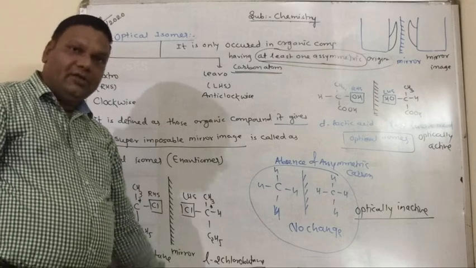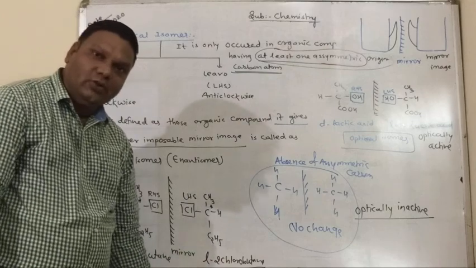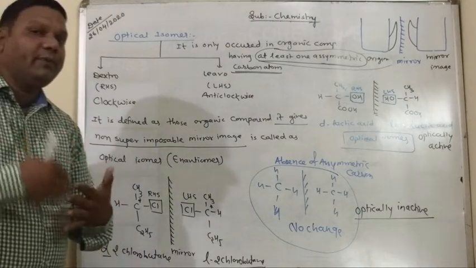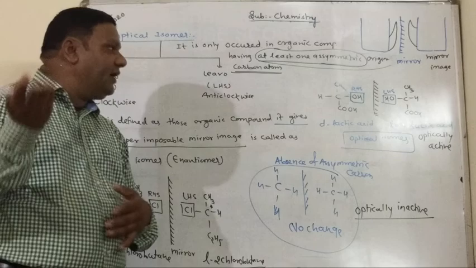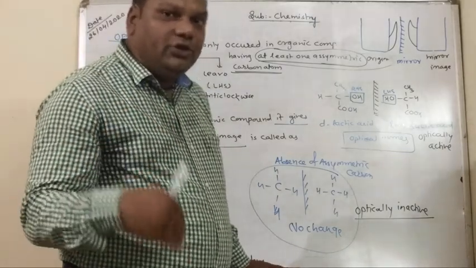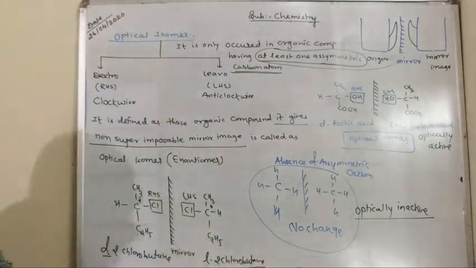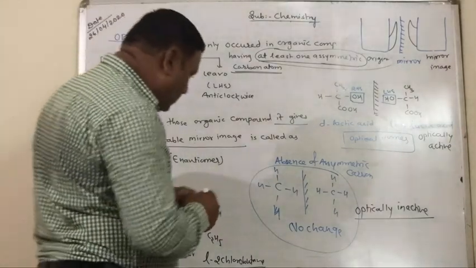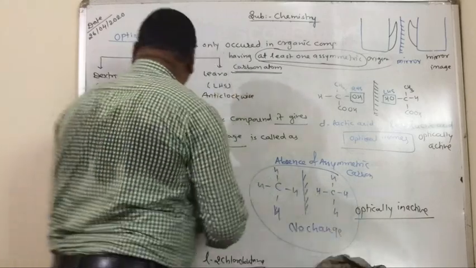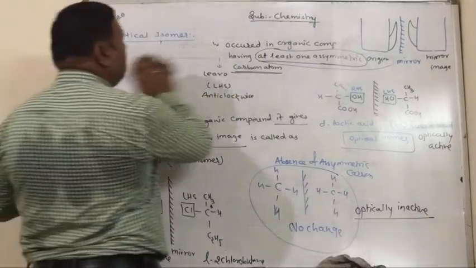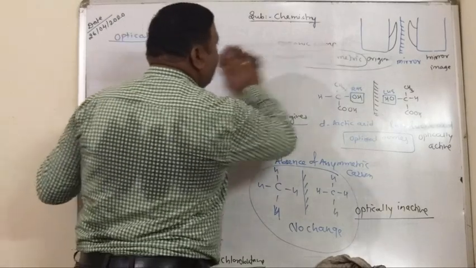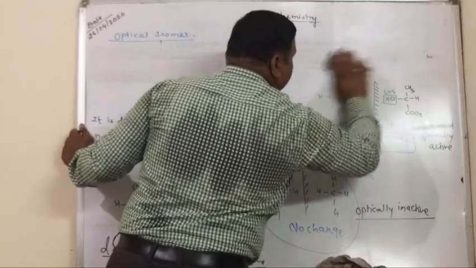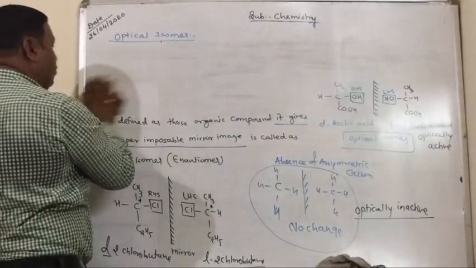Optical isomer. This optical isomer is also called enantiomer, and it has two types, dextro and levo. The term dextro is obtained from the Latin word dexter, meaning right hand side, and levo is obtained from laevus, that is the left hand side. Okay. Now after that it is the calculation of optical isomers. One of the formulas is there. How to calculate the number of optical isomers?